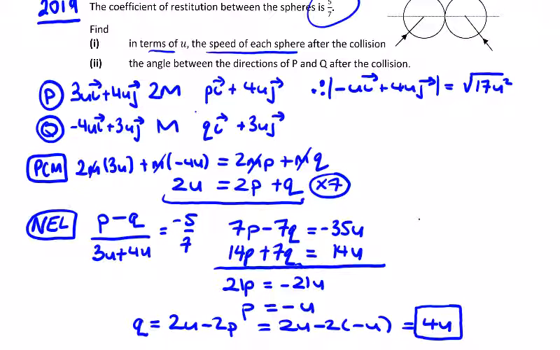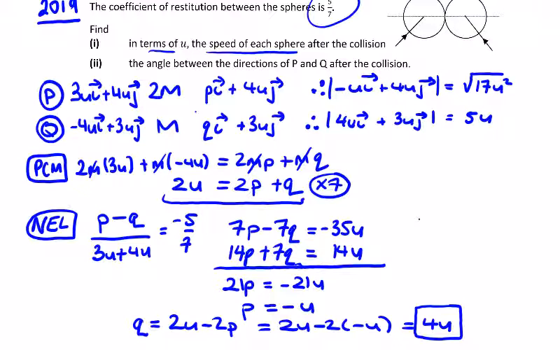And for q, we get 4u in the i direction plus 3u in the j direction, which is going to be the square root of 25u squared. We all know that's going to be 5u. So there are the speeds afterwards.